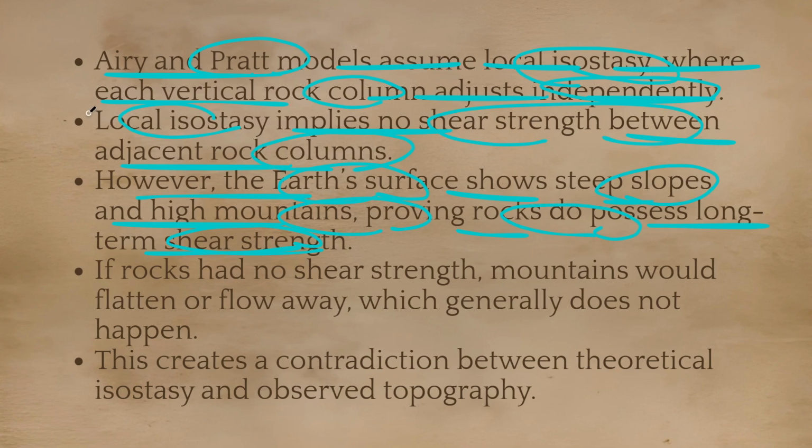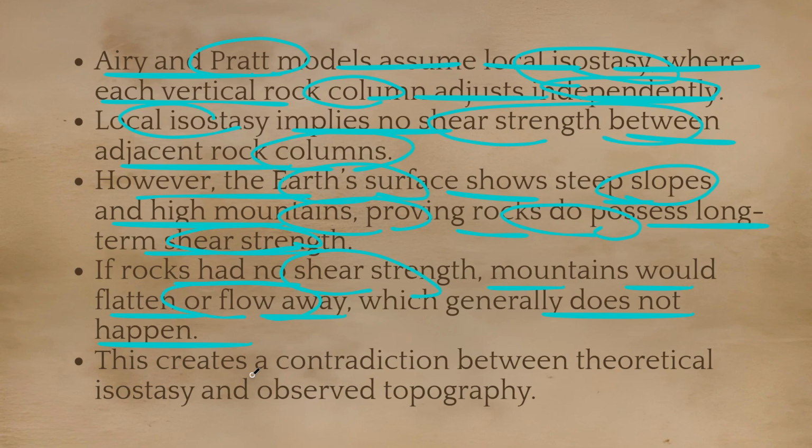So if the inside of the Earth were all fluid, it would not lead to the formation of slopes and high mountains. If it's fluid, it's not possible. So that's why it has been discovered that these rocks have long-term shear strength. If rocks had no shear strength, mountains would flatten or flow away, which generally does not happen.